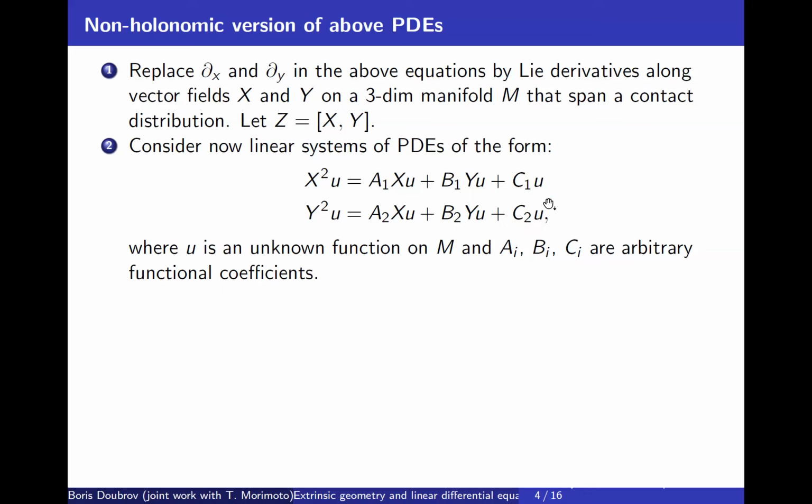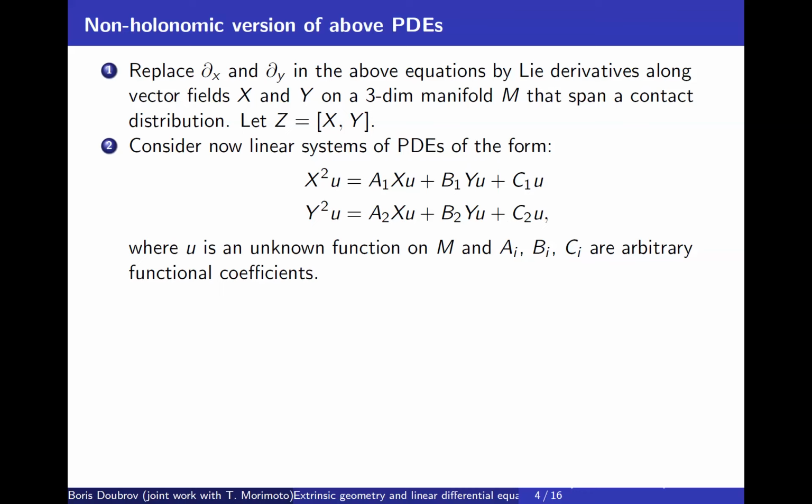So the very first question, of course, is to understand if such a system is compatible or not, and that is much more difficult, because it's not enough to differentiate the first equation via vector field Y two times, and the second via vector field X two times, because Y squared X squared is no longer equal to X squared Y squared. So one has to differentiate it actually four times to get relations which all have to be satisfied. So compatibility equations turn out to be of order 4 in this case, not 2.